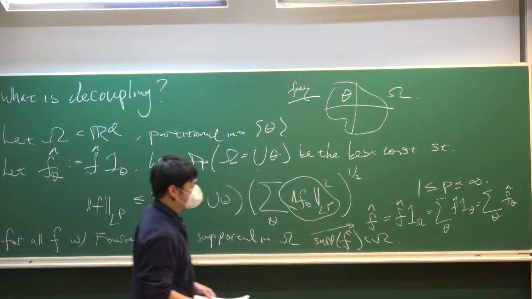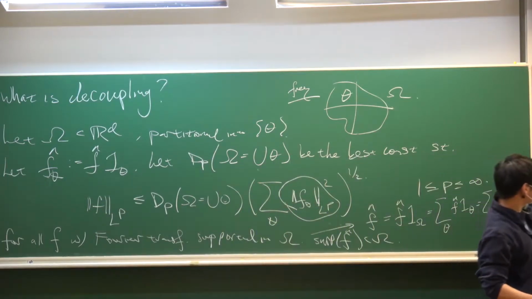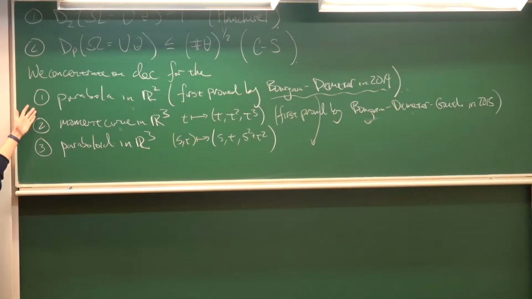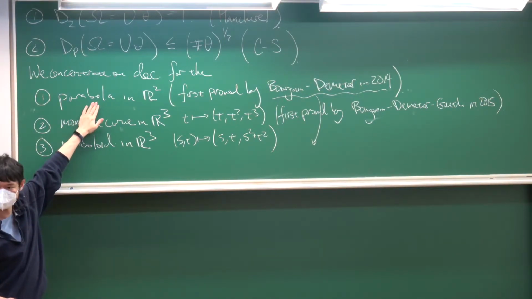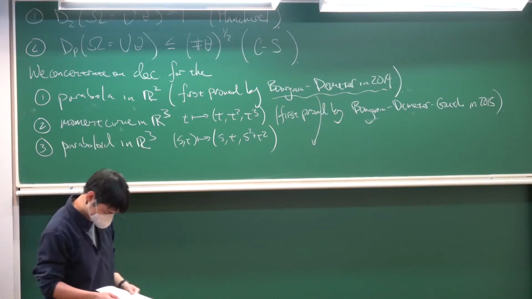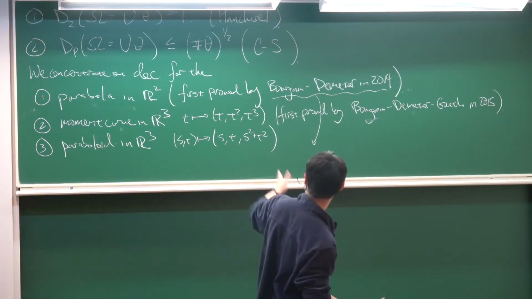Okay, great. So in this lecture we're going to concentrate on this, and probably also at least the first half of the next lecture, if not the whole of it, since I want to do some details. So let's talk more specifics about the parabola in R2. It's the easiest decoupling beyond just Plancherel.